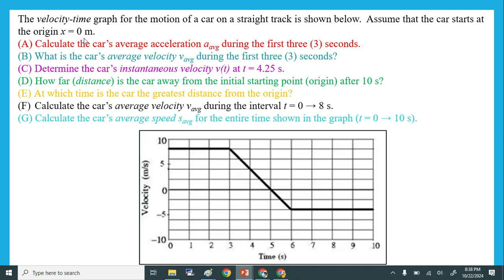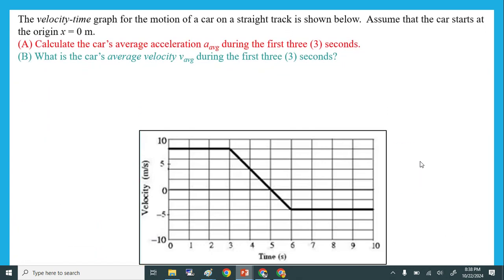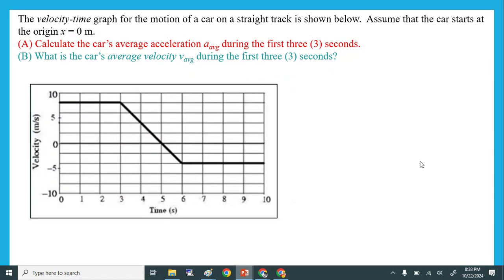If you need to, pause the video and read the parts or write them down: A, B, C, D, E, F, and G. For the sake of time, I will go ahead and show you how to attack these different parts. Alright, let's do it. Let's go ahead and crack out part A and B on this particular slide.